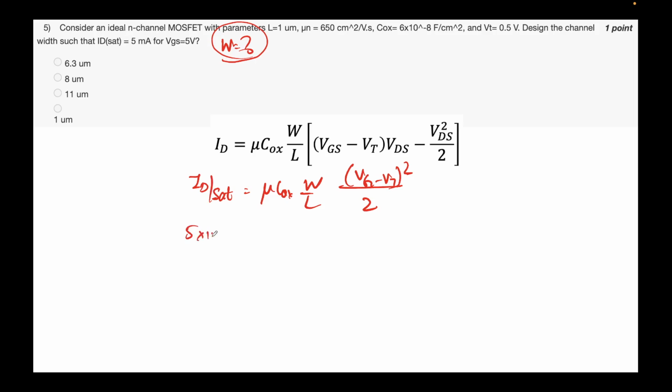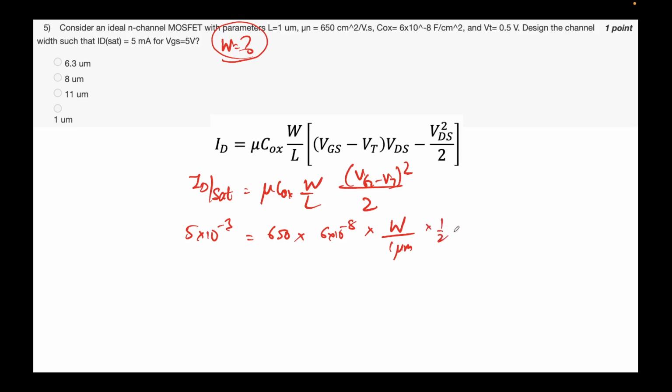So this is 5 into 10 to the power minus 3. Mu n is given as 650, so now the units will be centimeters square. Please, we have to be careful. C ox is 6 into 10 to the power minus 8, so the centimeter square gets cancelled. Very good. W by L: W is what we need to determine, and L we know is 1 micron. So let's keep it 1 micron. Now the units have changed to microns. Please remember this because centimeter square got cancelled.